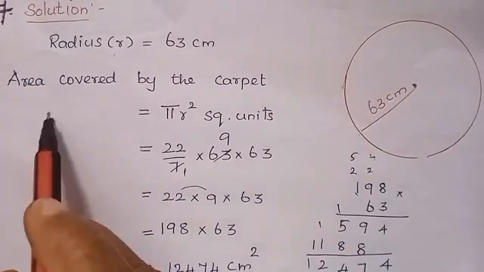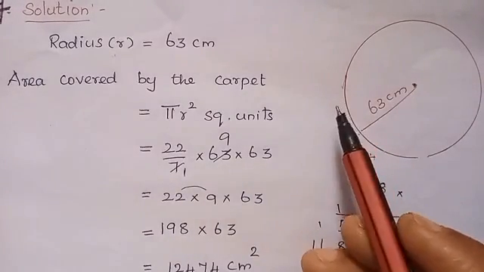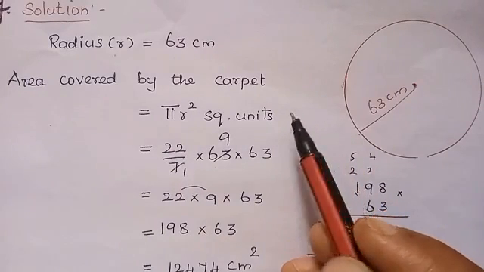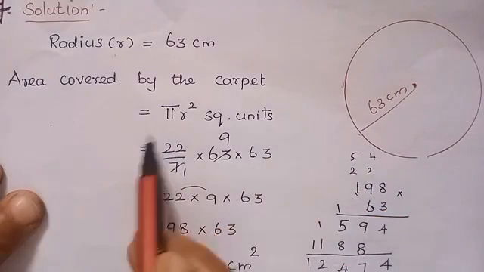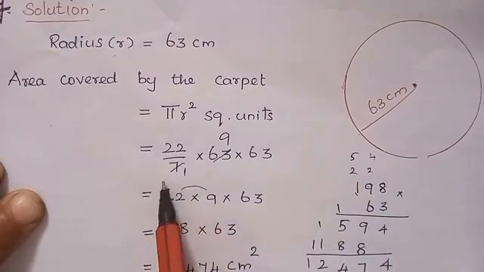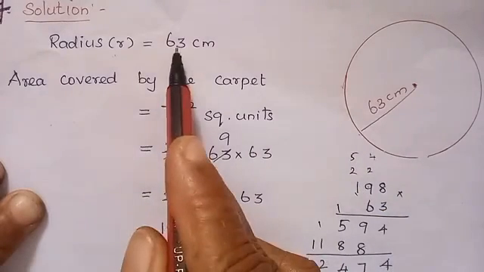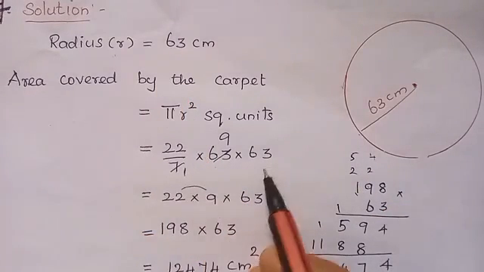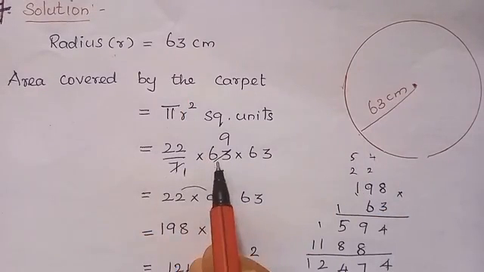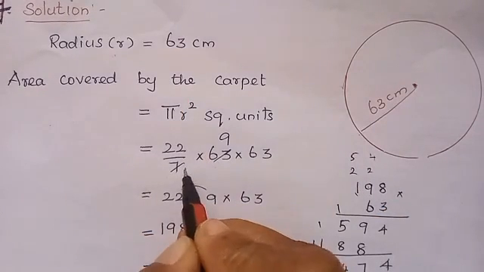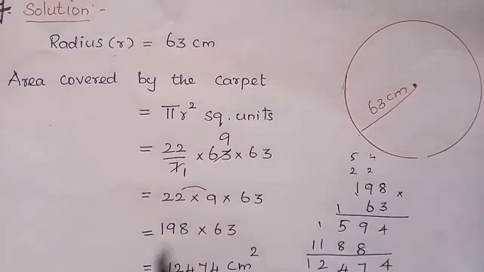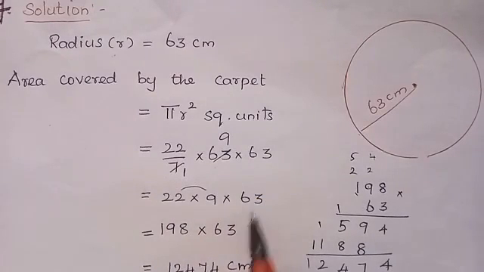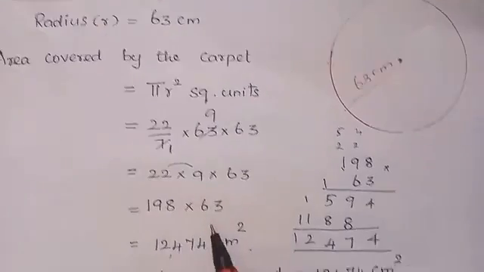See, this is the circular shape. What is the formula to find the area of the circle? Pi r square, square units. The value of pi equals 22 by 7. The value of r, 63, is already given. So, 63 multiplied by 63. Cancel 7 and 63 using the 7 table. Here 1 time, here 9 times. Next, multiply 22 into 9 equals 198, multiplied by 63.